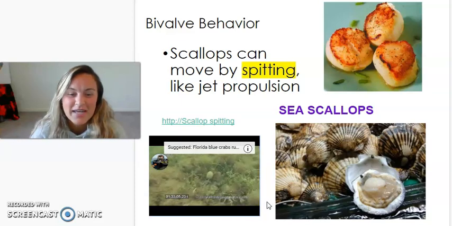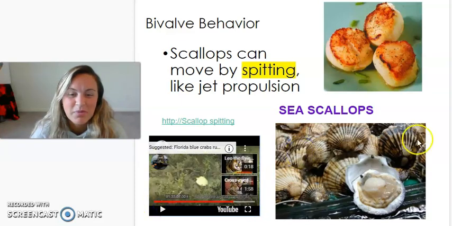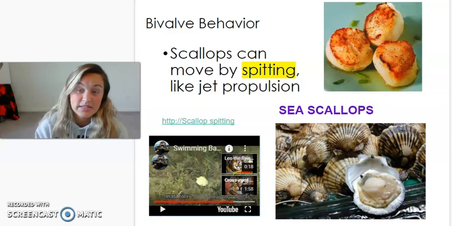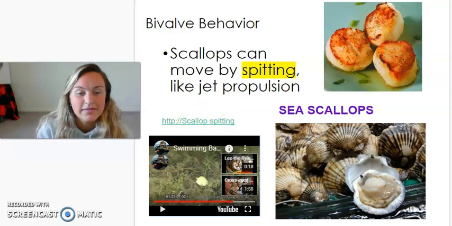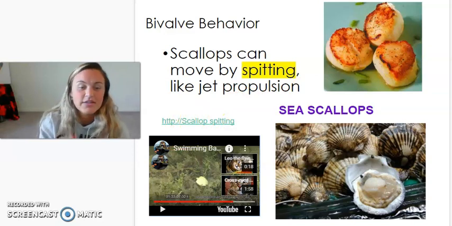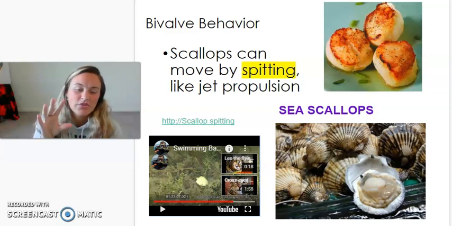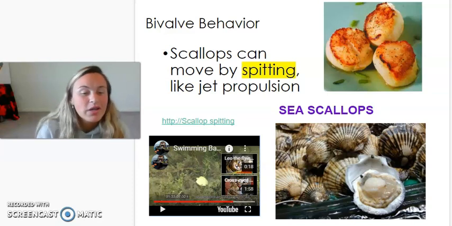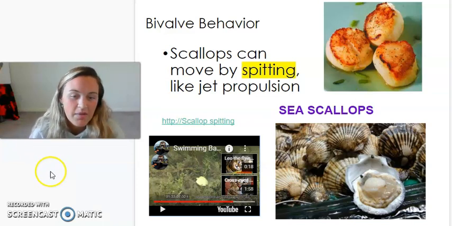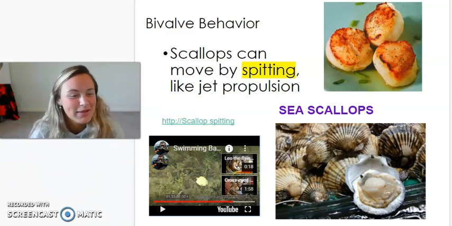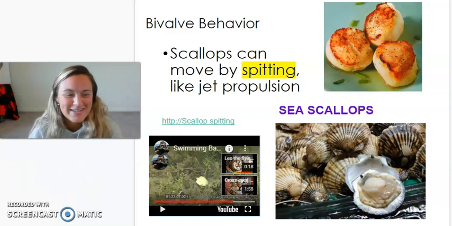All right, so these scallops actually move by using jet propulsion, or spitting. This link right here, I'm also going to put in the activity for today so you can watch that as well. They will take that water in through their in-current siphon and then push it quickly out through their ex-current siphon. It looks very similar to spitting, which is what helps them to move through the ocean, which is really neat to think about.